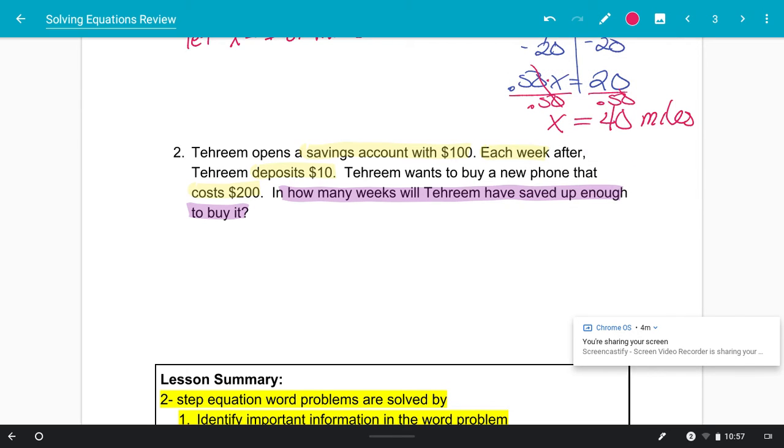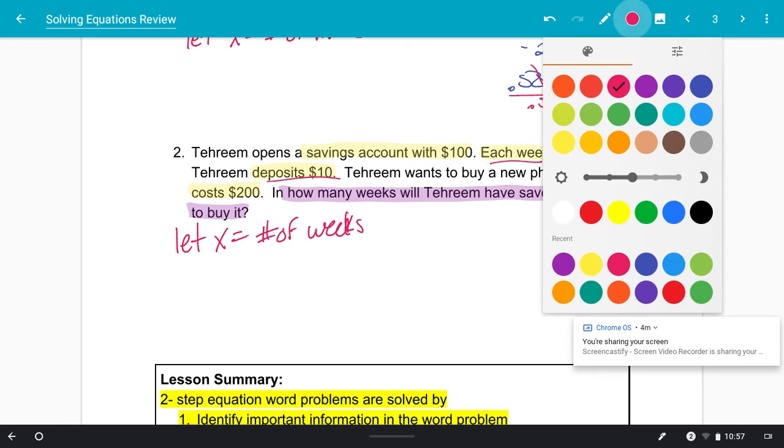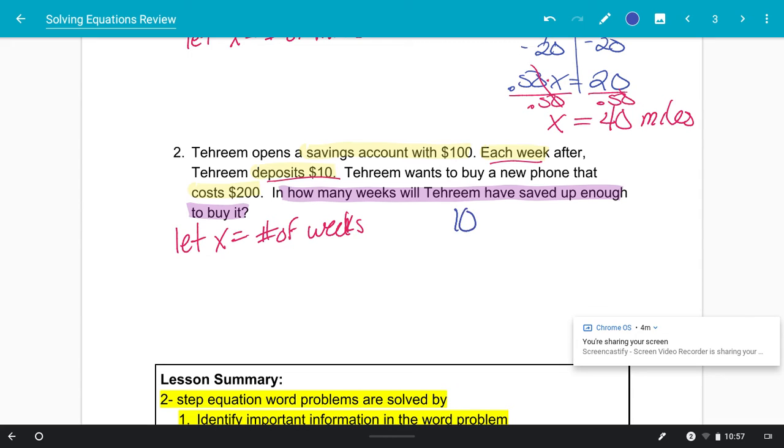So what do we know nothing about? We know nothing about the number of weeks. So that's going to be my variable. So I'm going to say let x equal the number of weeks. So now again, I'm going to look back to see what also had to do with weeks. And I'm going to see that each week he deposits $10. So to write my equation, I can start with 10x. So it's that $10 per week, or $10 each week. So I know x is my number of weeks. I know that 10 goes with the weeks. So that's going to help me to set up my equation.